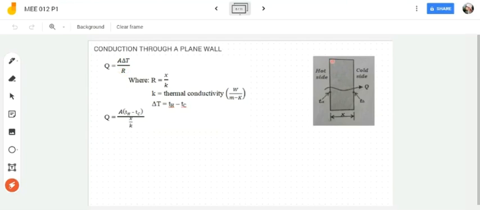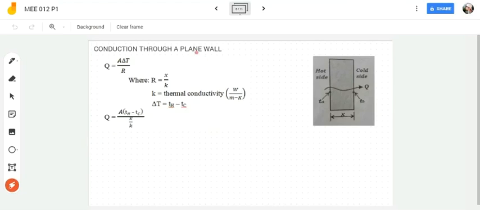And then since we have one resistance here, which is the wall, the resistance is actually equal to X over K, or the thickness over the thermal conductivity K, where K is your thermal conductivity with the common unit in watt per meter Kelvin. And then we have here your delta T, which is your T high minus T cold for this. Okay, and X is your thickness, by the way.